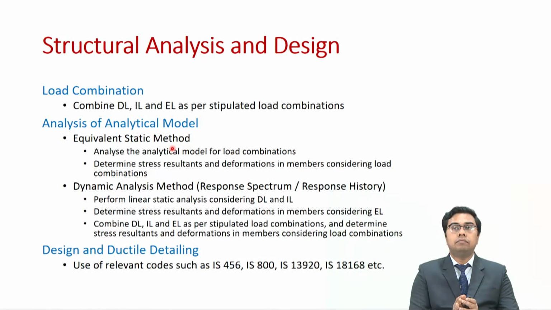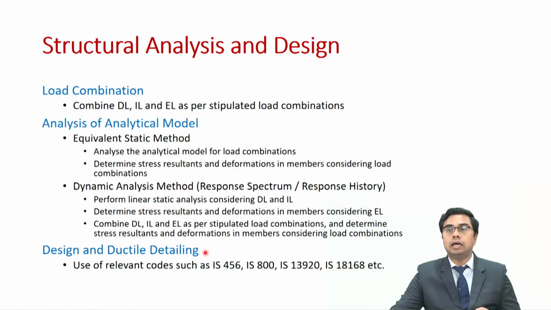Once you have the stress resultants and deformations in different members which will be required for design, we will be using relevant codes such as IS 456, IS 800, IS 13920, IS 18168, etc. for design and ductile detailing of various building structures. For example, if you are designing any reinforced concrete building for seismic resistance, if the reinforced concrete building comprises only ordinary moment resisting frame OMRF, then you shall be using only IS 456. But if the building comprises SMRF, a special moment resisting frame, then you need to use IS 456 as well as IS 13920, and so on for other structural systems as well.